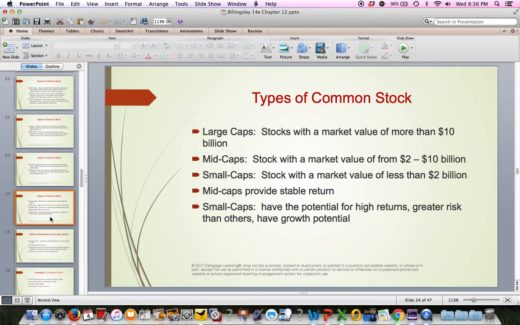Other types of common stock, there's lots of ways to categorize stock. There's all kinds of ways to do this. A large cap is a stock with a very large capitalization, basically the value of the stock being traded actively. 10 billion would be a large cap. Mid cap is 2 to 10 billion. Small cap, 2 billion does not sound small, but it is in terms of a company in the stock market. Mid caps provide a stable return. Small caps, you're really just trying to find some home runs there. You're finding stocks that have high potential returns, but there's going to be more risk with those also.